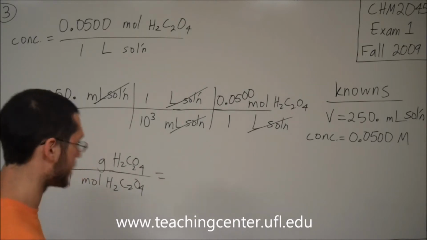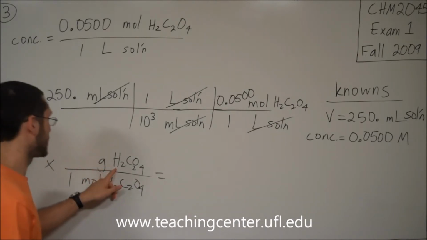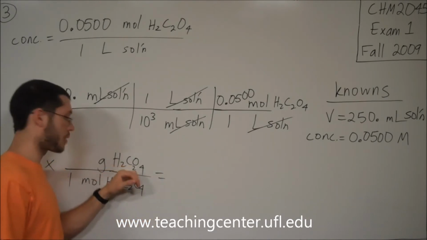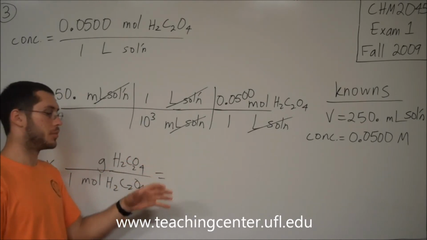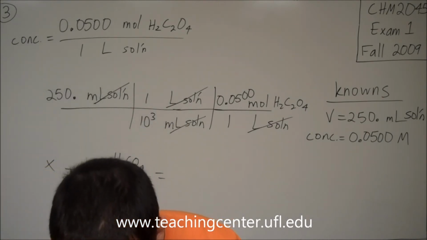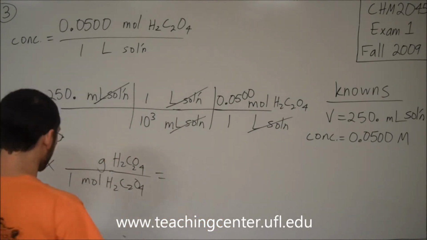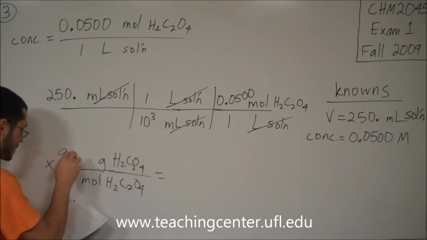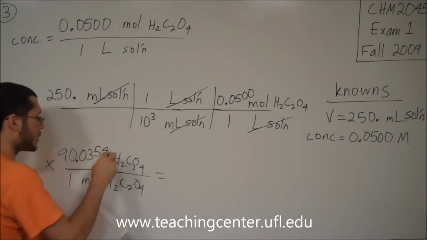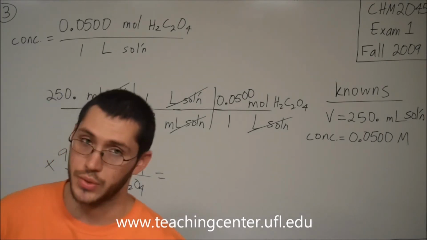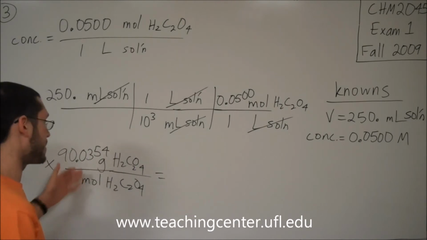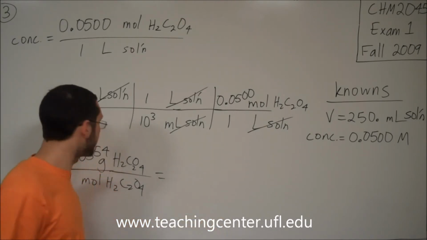I look at my periodic table and I say, for each hydrogen, there's 1 gram per 1 mole. For each carbon, there's 12 grams per 1 mole. For each oxygen, 16. You guys know how to do that. So the molar mass is 90.0354. You don't have to be too exact. The more digits you carry over, the more exact your answer. But many people estimate, it's okay.